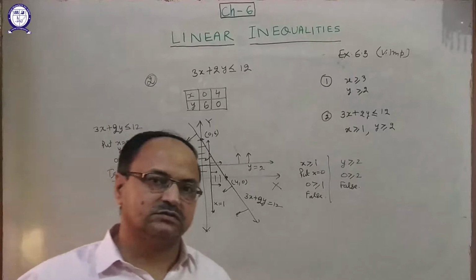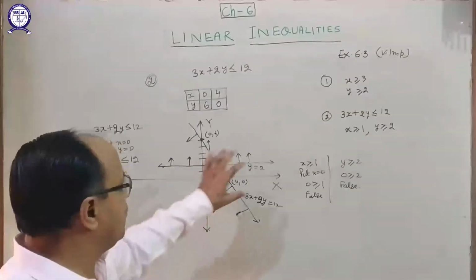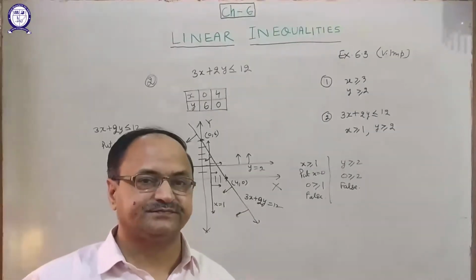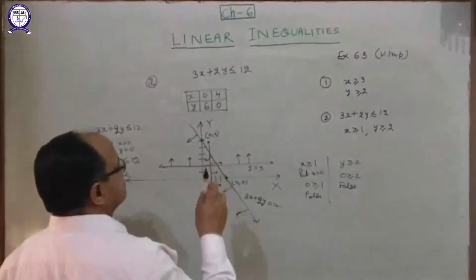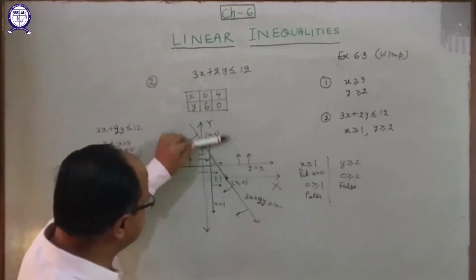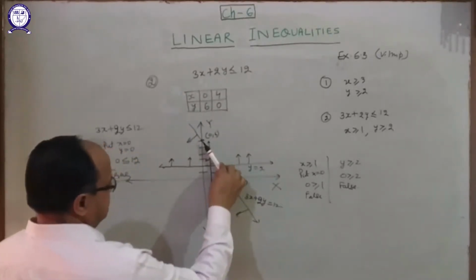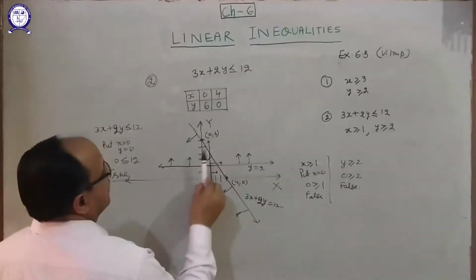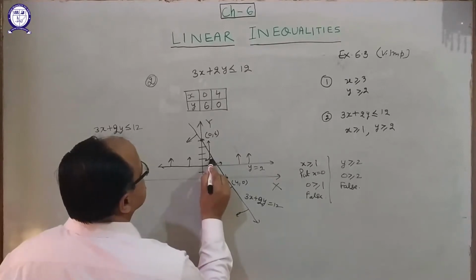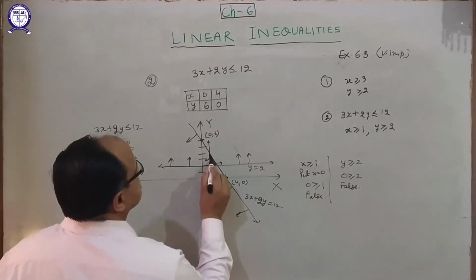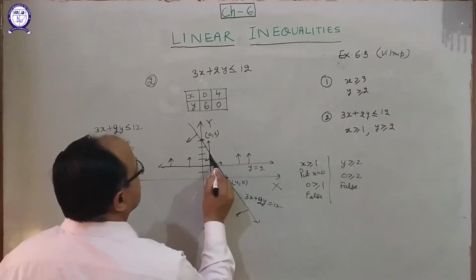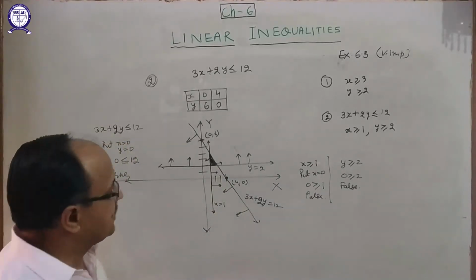Now find out the solution of all three inequalities. Which portion satisfies all three? Yes, look at the board. Away from the origin, this portion, and towards the origin, this portion, and this is away from the origin. The correct solution is this. This is the solution of question number 2. Clear? Okay. Thank you.